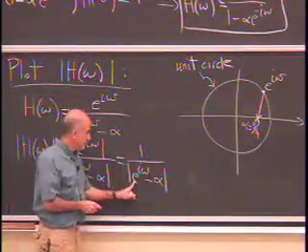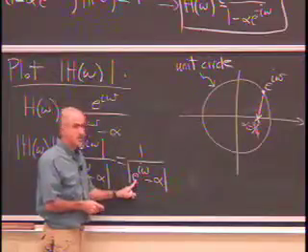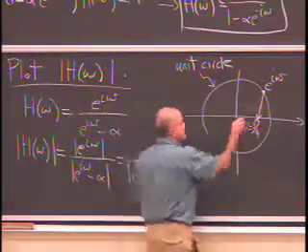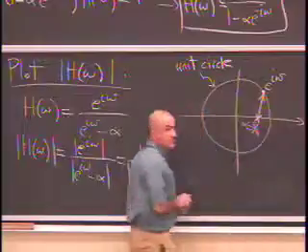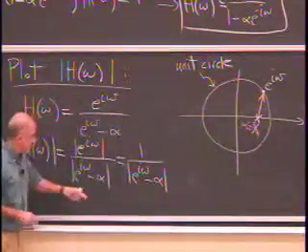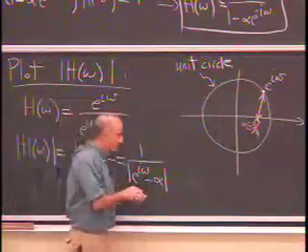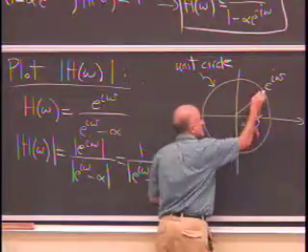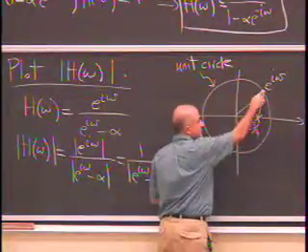So the arrow always goes on the one that doesn't have the negative sign on it. So the arrow goes here. And if you are ever in doubt, draw the vector for e to the I omega. That's here. That's the vector. Okay? That's e to the I omega.